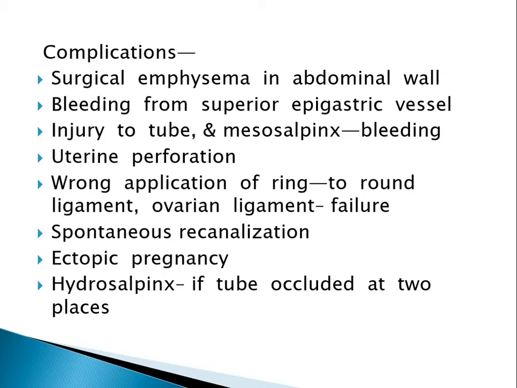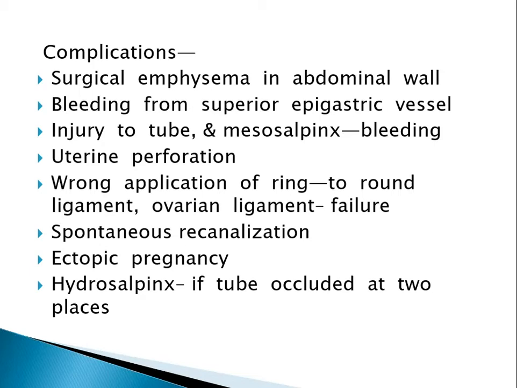So if you are not careful, or if you cannot visualize the fallopian tubes properly, you may have applied the ring to the round ligament or to the ovarian ligament. Then naturally there is failure of the procedure because the correct tube has not been blocked. Then spontaneous recanalization, sometimes the edges can come together, and then failure of the procedure and the patient can become pregnant.